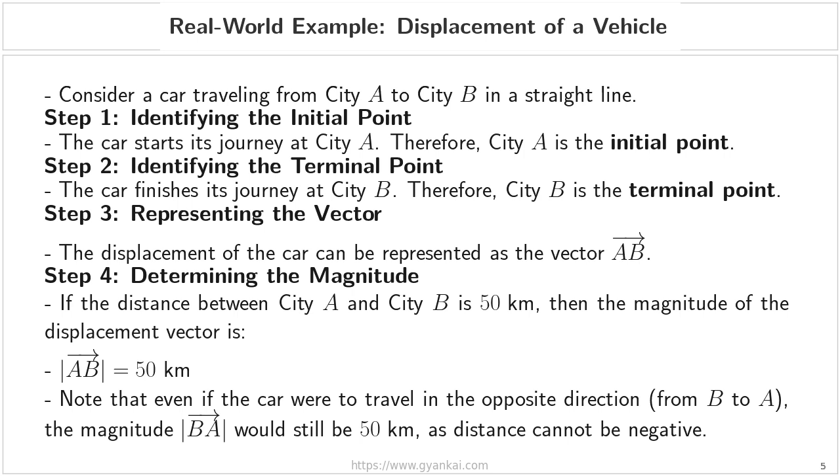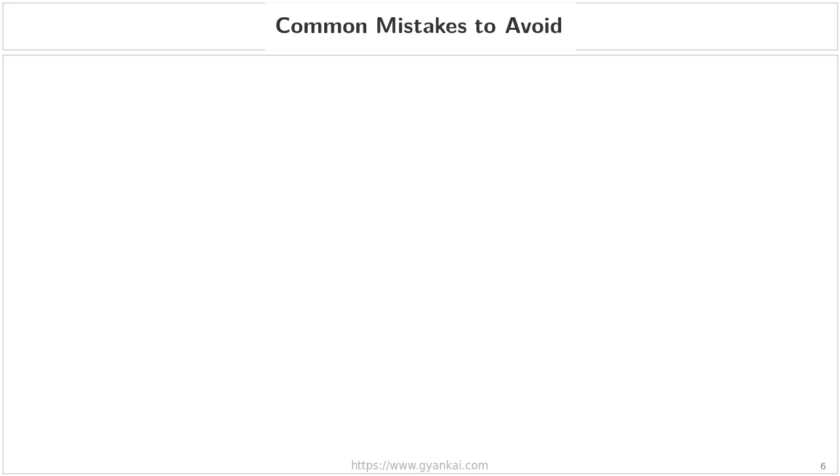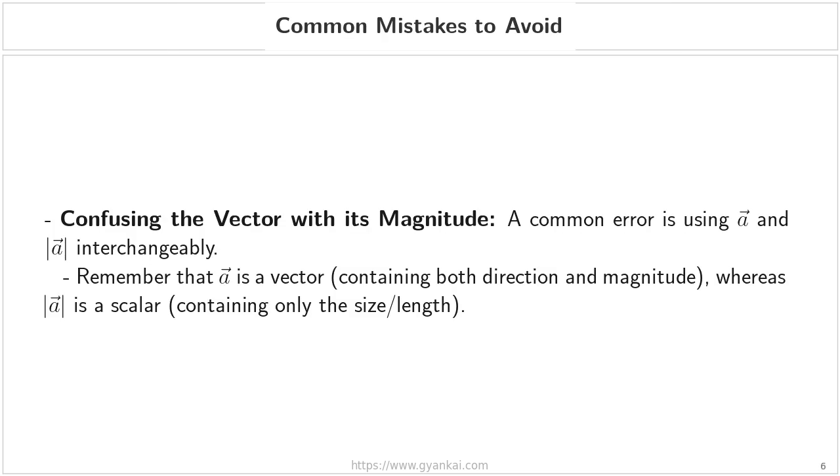Now, before we wrap up, let's look at some common pitfalls students encounter when working with these components. Common mistakes to avoid. First, be very careful not to confuse the vector itself with its magnitude. It is a very common error to use a vector and the magnitude of a vector interchangeably. You must remember the distinction we discussed earlier.